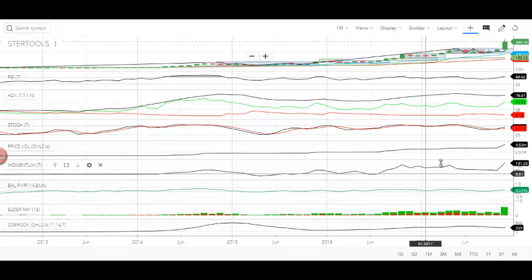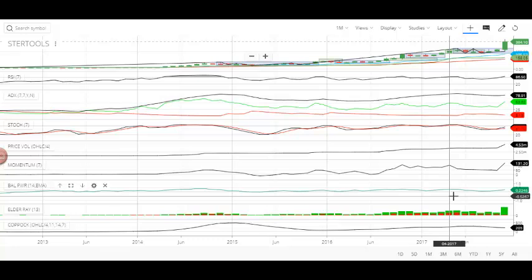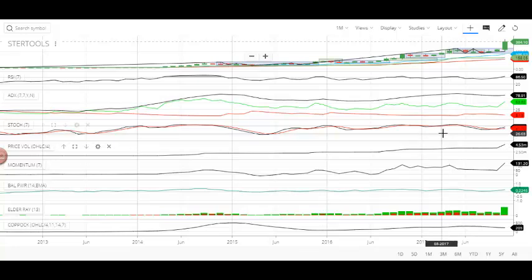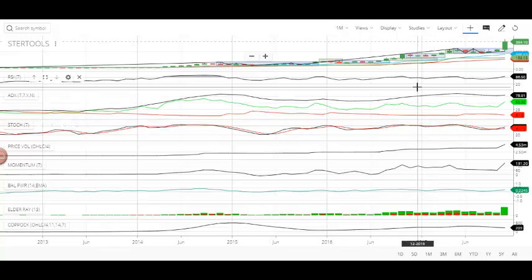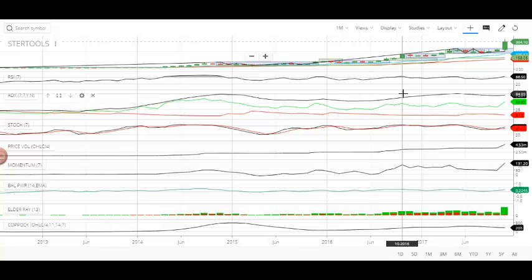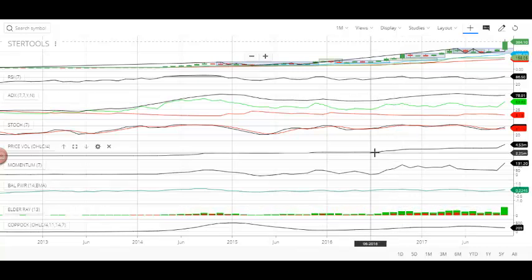Most of the indicators are showing positive signals, and some of the indicators have already crossed their benchmark levels, and they are going stronger day after day. So I think that this stock can be considered for long-term investment. Yes, that is the conclusion: Sterling Tools can be considered for long-term investment.